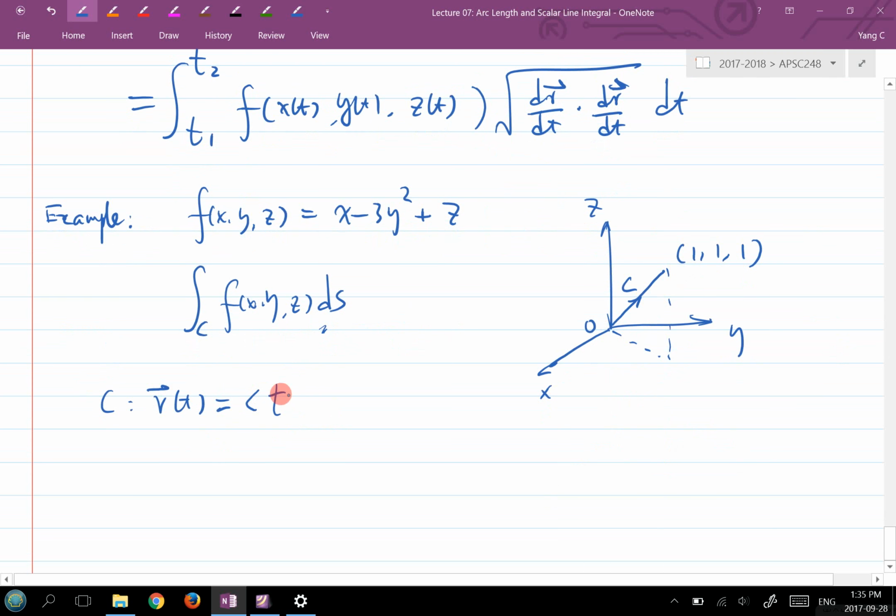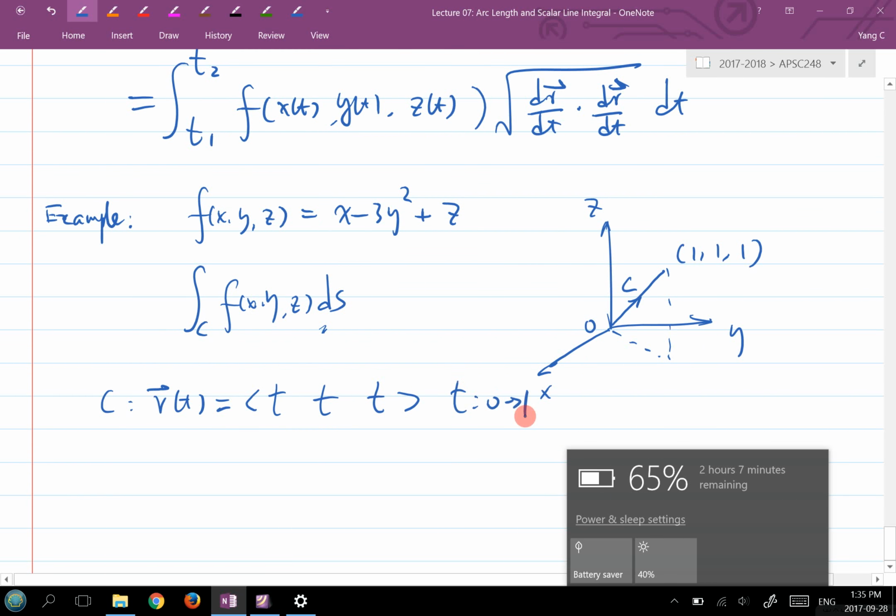Somebody say t, t, t, right? What's the range of t? 0 to 1. Okay? Now that's what you need to write down, not just the parametric equation, but also the range, because you need this as your integral limits here, right?